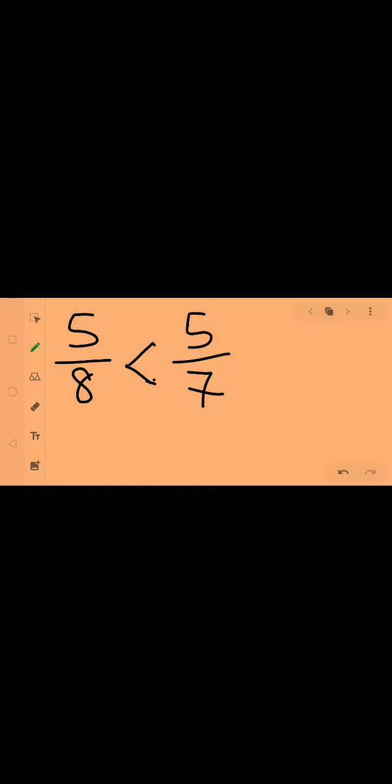Let's arrange multiple unlike fractions with the same numerator. Let me give you a few examples. The first one: 9 upon 10, then 9 upon 15, then 9 upon 4. We have to arrange these fractions in both ascending and descending order.